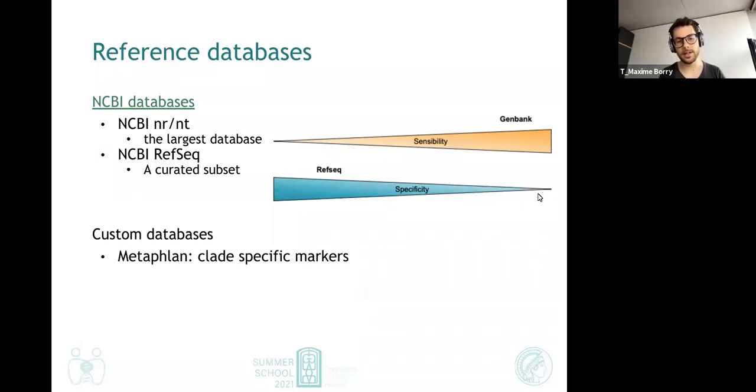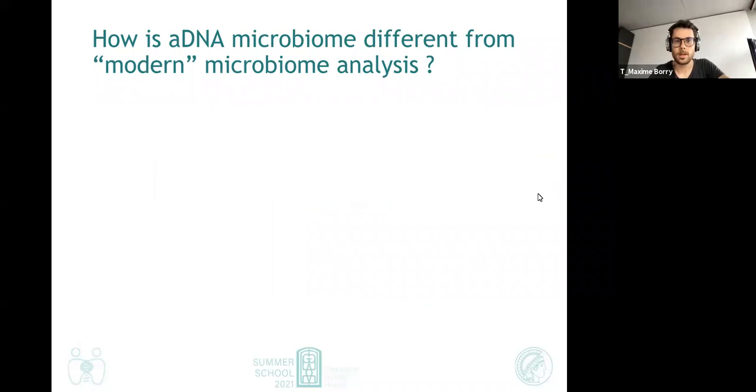And then there are custom databases of MetaPhlAn that use clade-specific markers, where they manually created specific portions of the reference genomes that are specific to different taxonomic levels. All right.